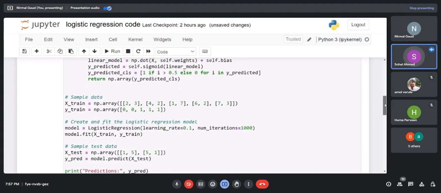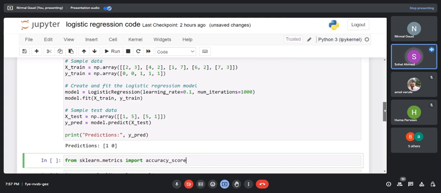Particularly, sir, it's very important to understand the assumptions of every algorithm. Yes, it's mandatory.